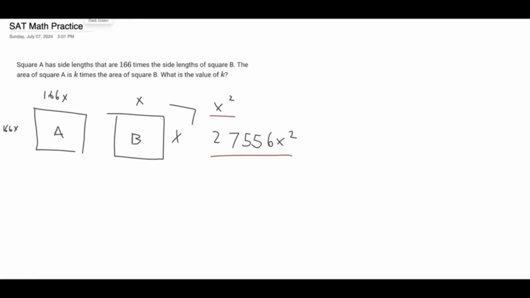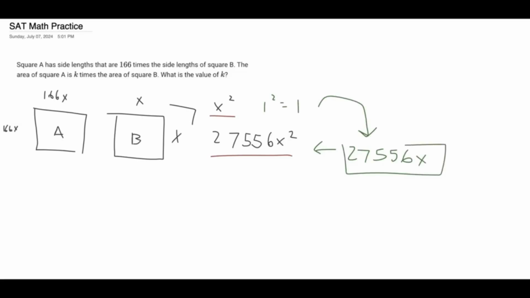Well, we can just plug in a random value for X. So let's say the side length of B was 1, right? So then we would get 1 squared. 1 squared is just 1. And then since 1 squared is 1, then we know for the bottom part, this is just equivalent to 27,556.